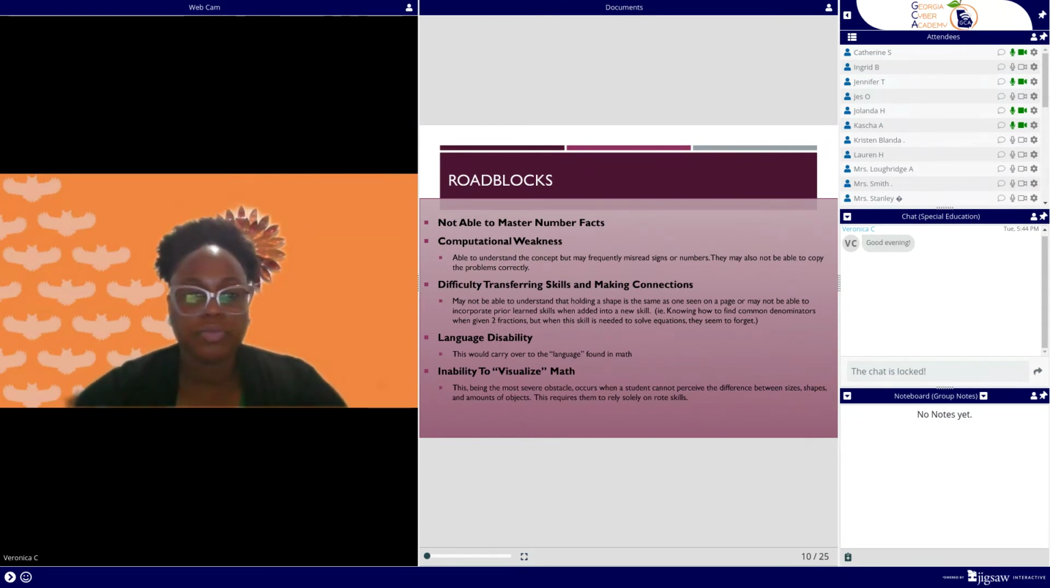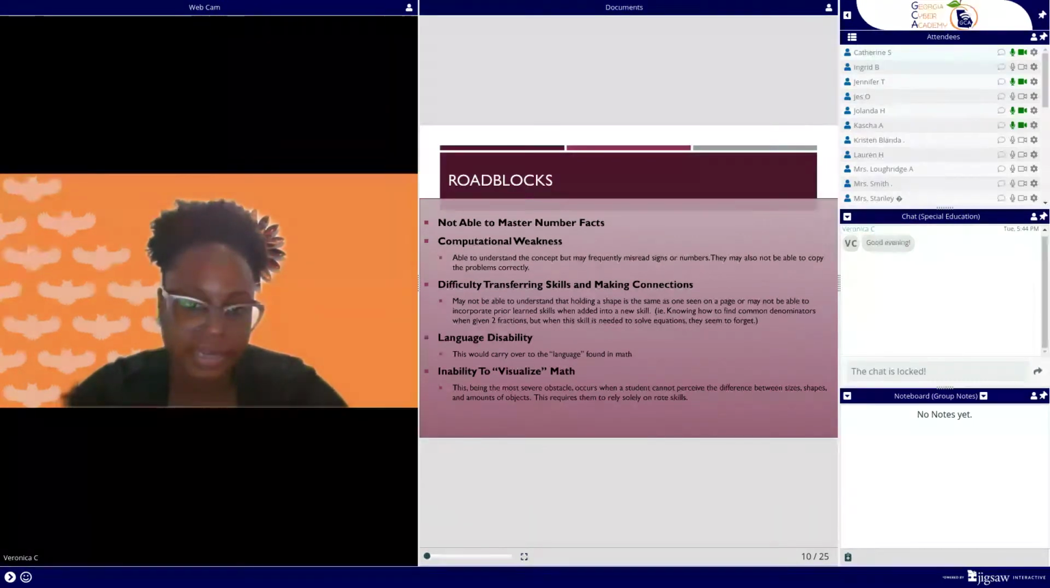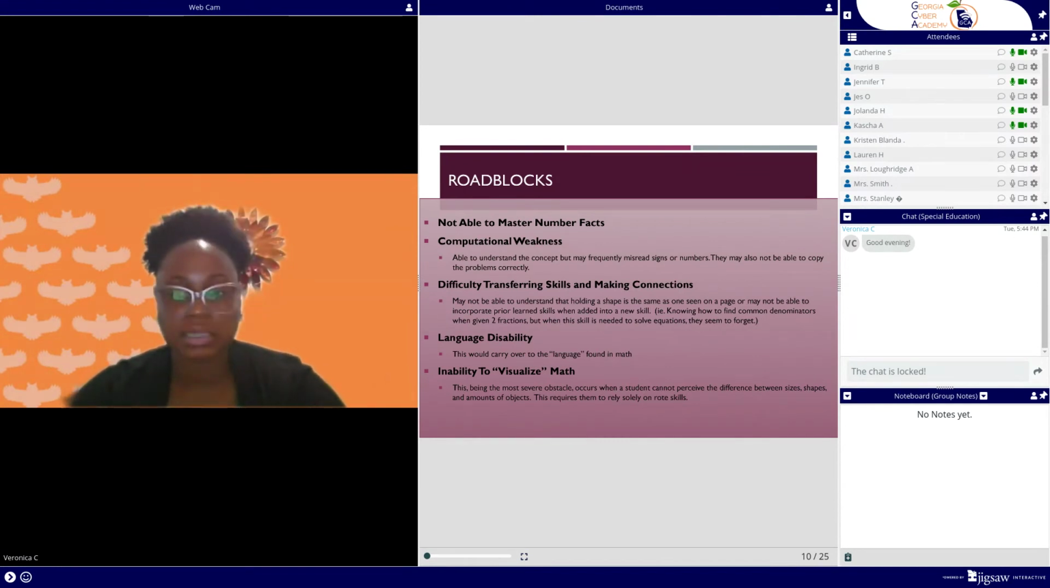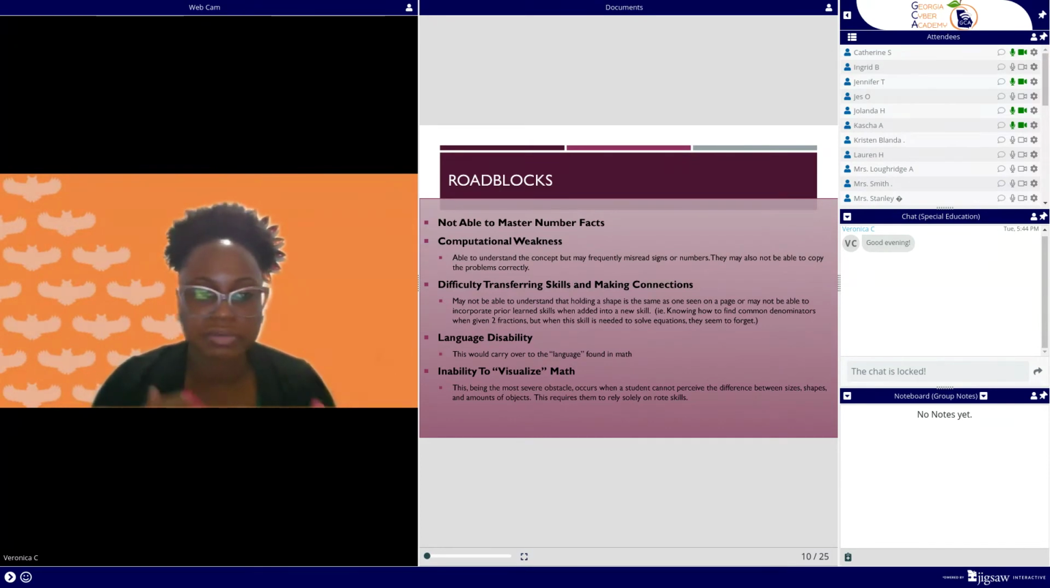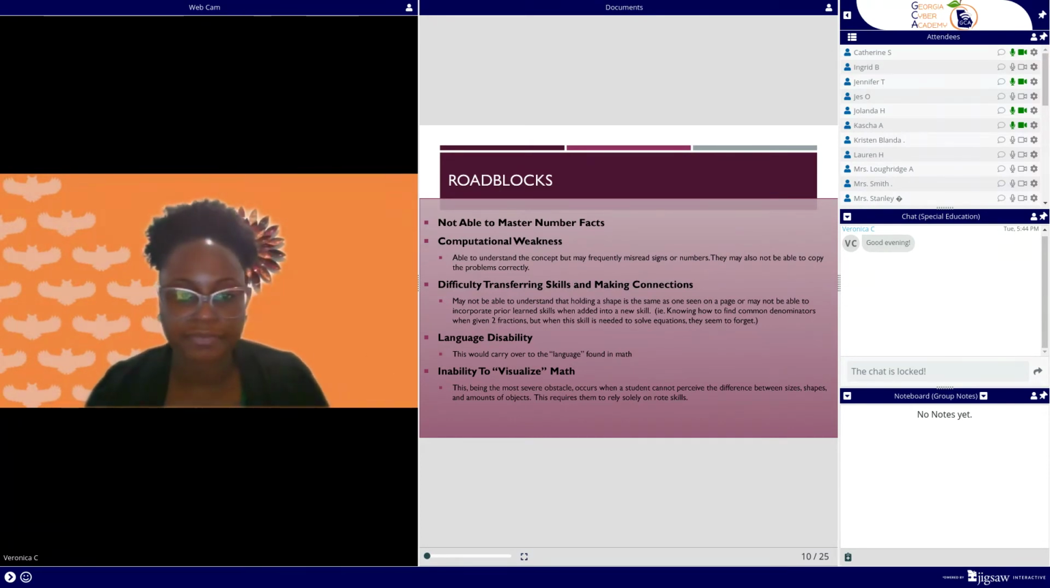So, some roadblocks that prevent students from being successful in math. One, they're not able to master number facts. Secondly, computational weaknesses. They're able to understand the concept, but they could misread signs and numbers. They may also not be able to copy the problem correctly. Another roadblock would be difficulty transferring those skills and making a connection. The teacher has taught the skill, but they can't quite make a connection from what the teacher taught to what's on the paper or applying it in real life.